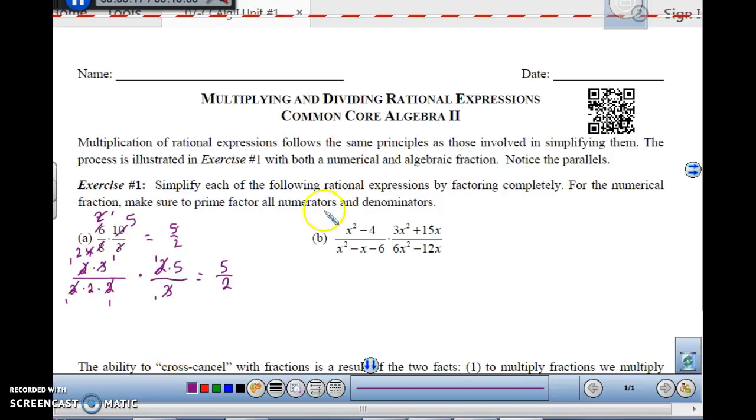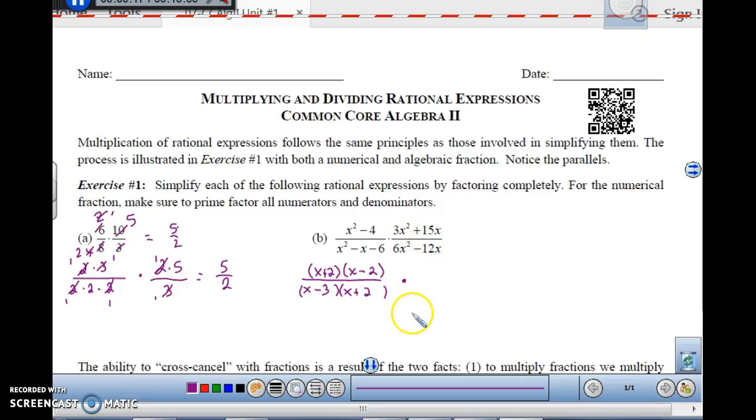Okay, so when we're looking at rational expressions, we have to get our factors. So factor, factor, factor, factor, cancel, cancel, cancel, cancel. X squared minus 4 factors how? Well, that's difference of squares. That's x plus 2, x minus 2. And then x squared minus x minus 6, that's going to be a double bubble. It's going to be x minus 3, x plus 2.